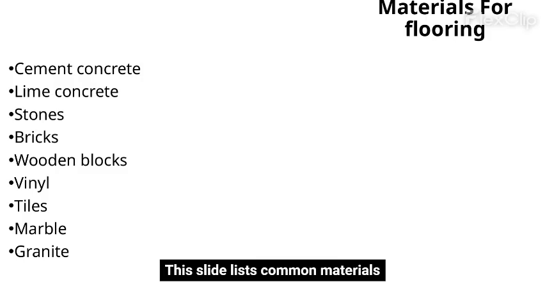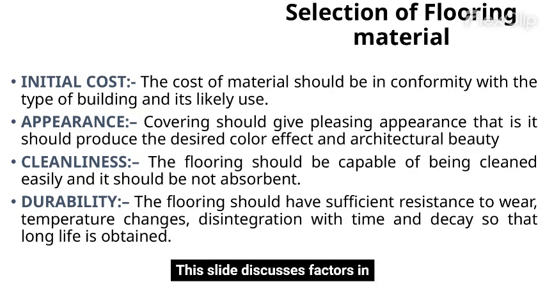This slide lists common materials used for flooring, including cement concrete, lime concrete, stones, bricks, wooden blocks, vinyl, tiles, marble, and granite. This slide discusses factors in selecting flooring material. Initial cost should align with the building type and use. Appearance should be pleasing and contribute to the desired aesthetic.